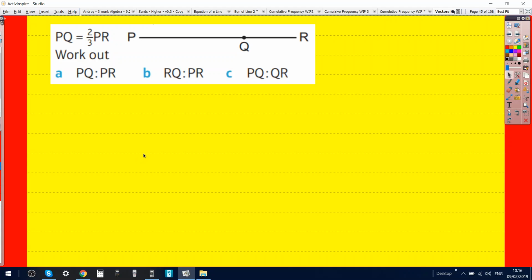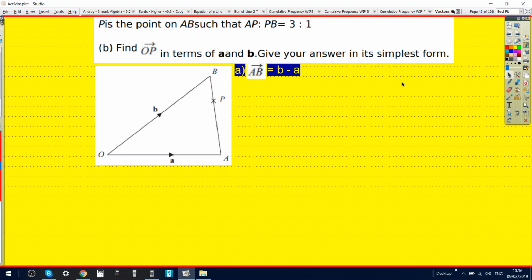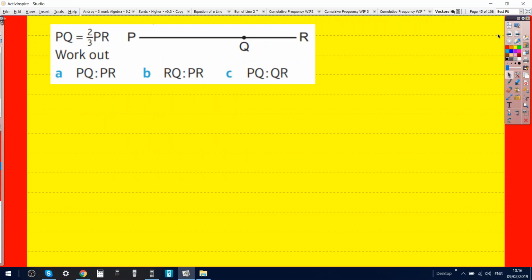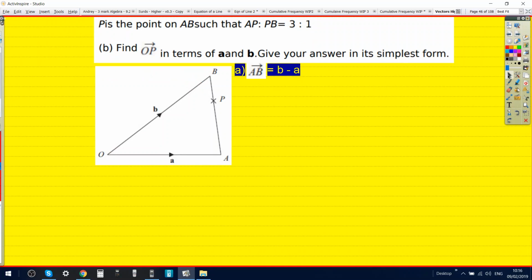So would that be... No, let's leave that for a moment. Yeah, as a ratio, so I should really change it from ratio to fraction. Okay, let's just try this one, see how we do. Your previous answer was A to B is B minus A, and we want to go to O to B. So would it be B minus A minus B again?